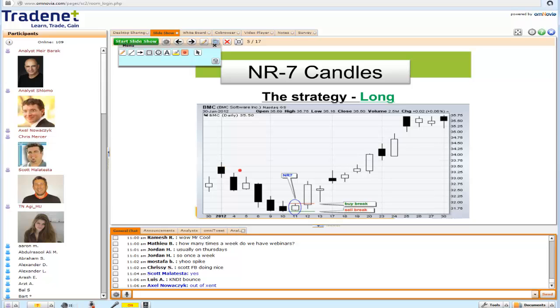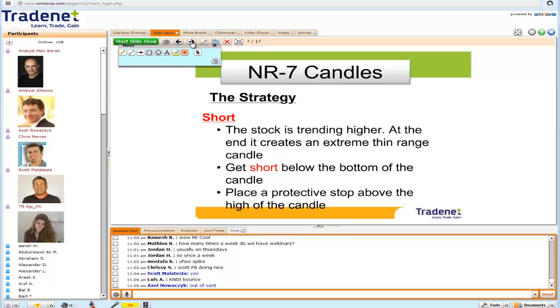It comes after a down movement, and this bar we want to use as a buy signal. We want to buy after the breakout, after the price starts to climb higher. Conversely, if the NRB comes after an up movement, this is the strategy for short. I talked about this one.